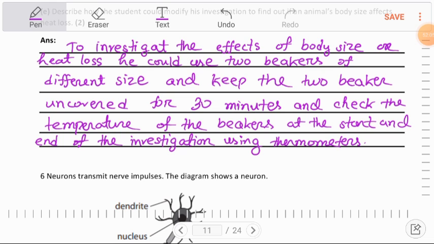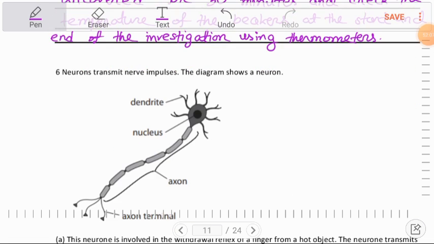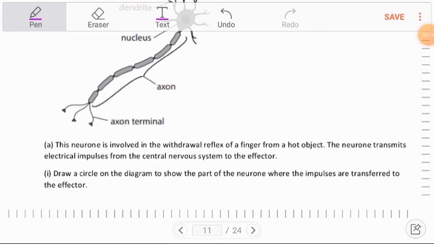I hope question number 5 was clear. Moving to question number 6. Neurons transmit nerve impulses. The diagram shows a neuron. This neuron is involved in the withdrawal reflex of a finger from a hot object. The neuron transmits electrical impulses from the central nervous system to the effector.